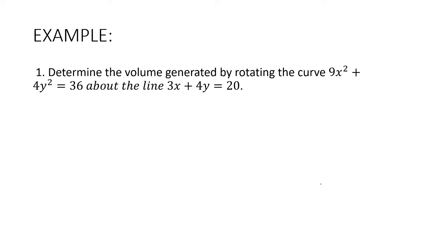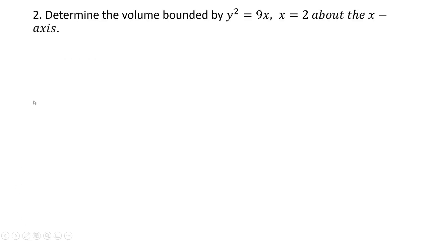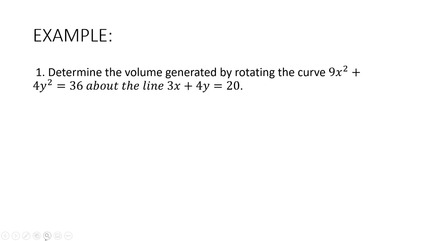Okay, so we are going to graph this one first: 9x squared plus 4y squared is equal to 36. I'm sure that this is one of the conic sections, but I don't know yet which one.